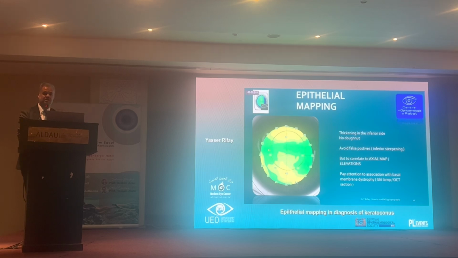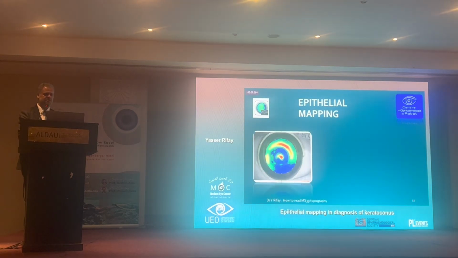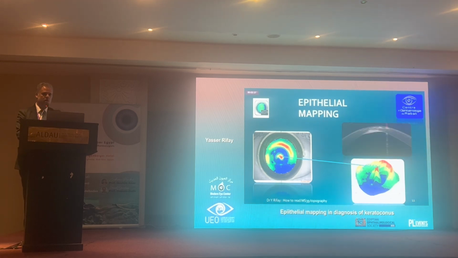When we have some scars on the cornea, epithelial mapping is not reliable. We cannot use epithelial mapping to diagnose early keratoconus when we have any scar. I will show you some cases. Here we have a keratoconus, and we have a thickening of the epithelium. So we can say there is no keratoconus. But we have a scar. And when we have a scar, you must not rely on the epithelial mapping to diagnose keratoconus.